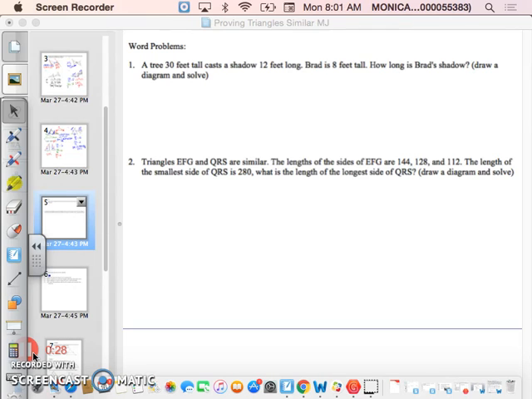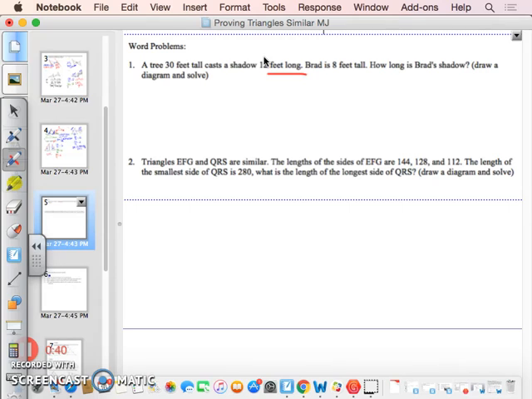The first problem says a tree 30 feet tall casts a shadow 12 feet long. I always like to circle and underline. Brad is 8 feet tall. Now I'm talking about Brad, so I'm going to choose a different color. Brad's 8 feet tall. We want to know how long is Brad's shadow. So we're going to draw a diagram and solve it.